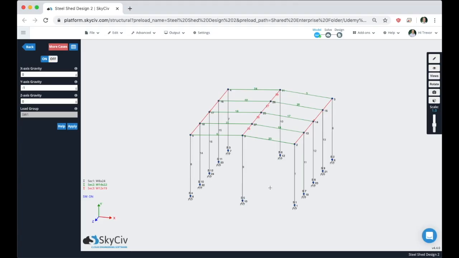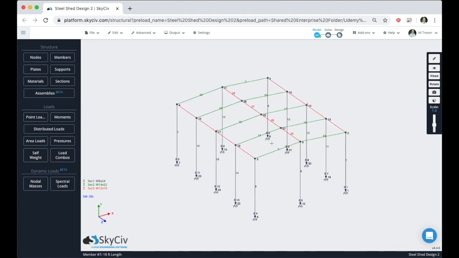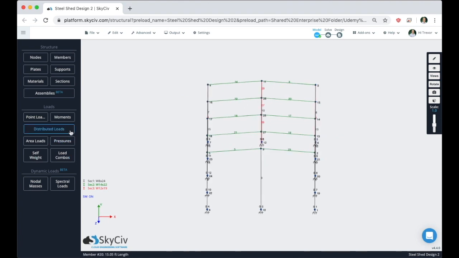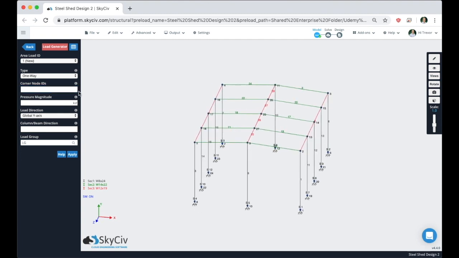Going back in the model, let's apply these loads now. So if we go back, we want to go to area loads. What we're doing is we're applying that PSF magnitude area load. Now instead of having to find the calculated or distributed width of each of these members, or the tributary width of each of these members, and then applying distributed loads directly, you can use area loads to do that automatically.